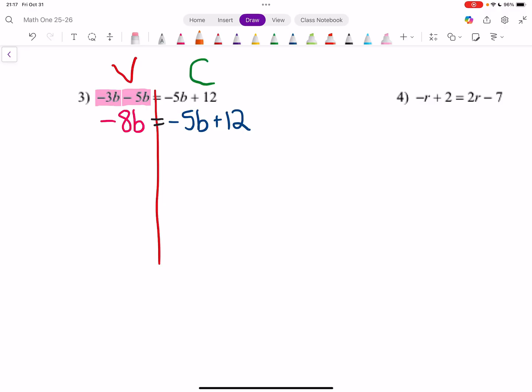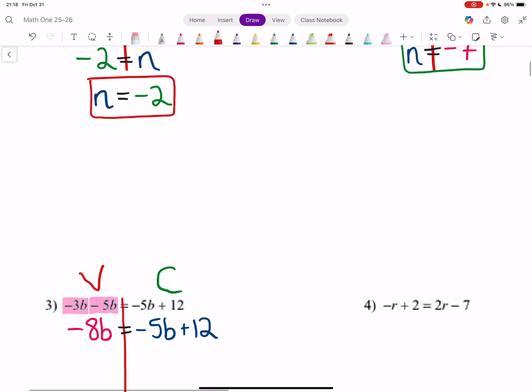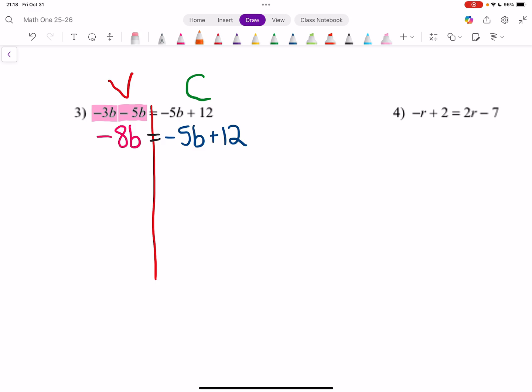So let's put the variable terms on the left-hand side and the constants on the right. That means I want to take this negative 5b and move it to the other side. As a reminder, my only two options when moving entire terms are adding or subtracting. And since it is a negative term, I know I must add it in order to make it move to the other side. Whatever I write on one side, I must write on the other. Now I'm ready to do some math.